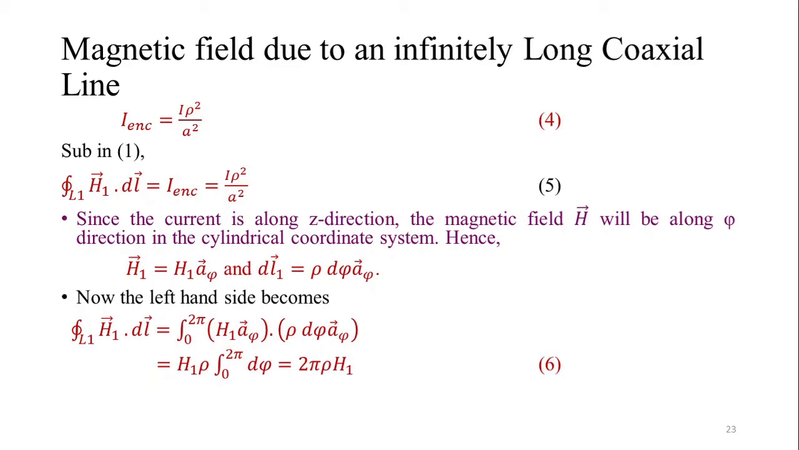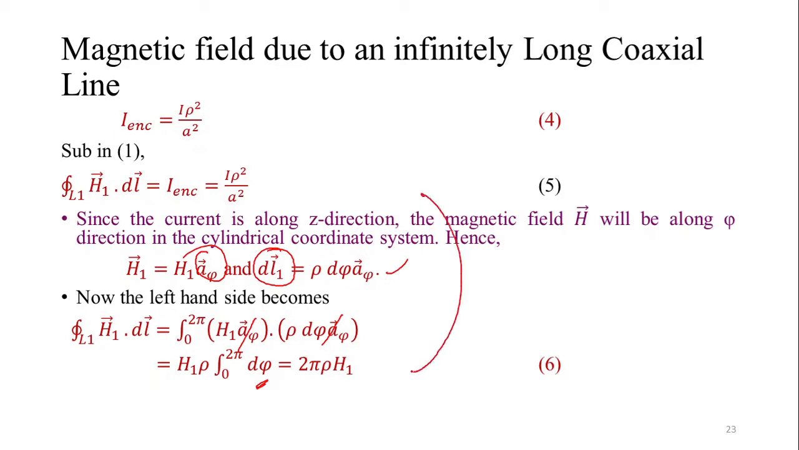Here we know that the coaxial cable is along the z axis, so the field will be only along the a phi direction. So the field H1 in the ampere path L1 has only a phi components. So H1 is H1 a phi, and dl is rho d phi a phi. So the closed integral of H1 dot dl is the integral from 0 to 2 pi of H1 a phi dot rho d phi a phi. With the dot product, you will have H1 rho outside the integral from 0 to 2 pi d phi, which gives 2 pi rho H1.